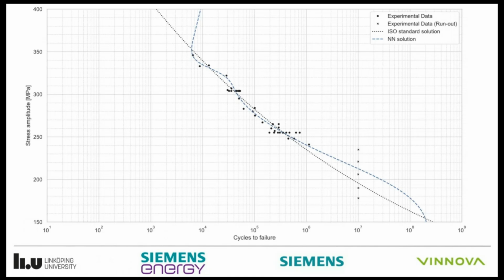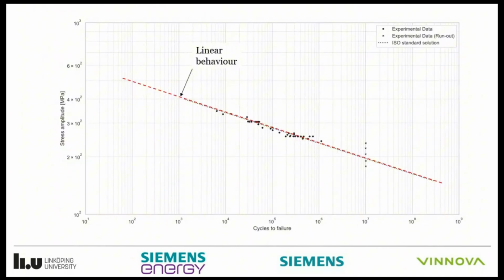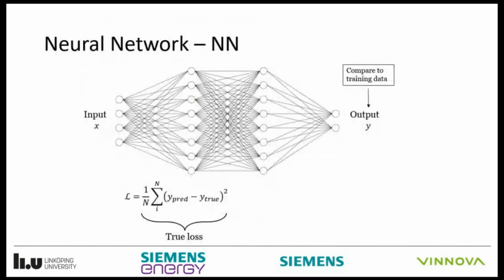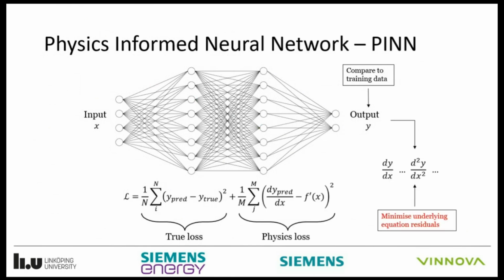By doing this, we will end up with something like this. We have a very good fit to all the experimental data, but extrapolation is really, really bad outside of this regression. So what do we know? We know that we have some kind of linear behavior in the log-log diagram. So we look at our neural network again, and then we implement this part. We start looking at some physics or mathematics that we can incorporate into our loss function.